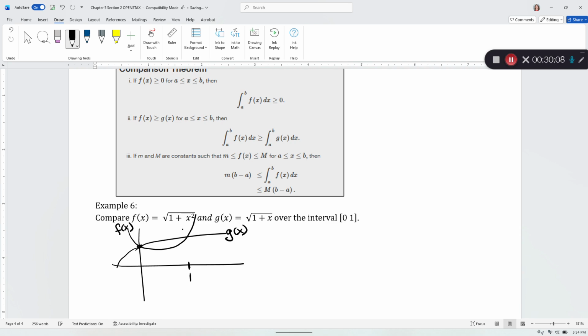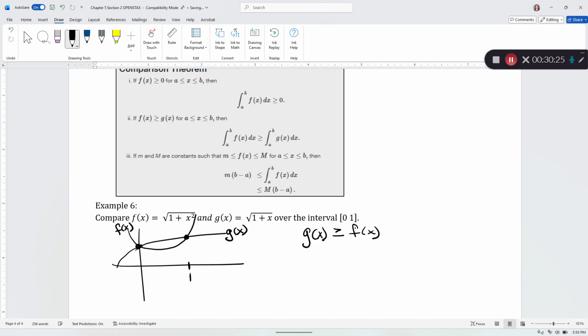Here's the interval 1. They have the same value. When you plug in a 1, you get square root of 2 for both of them. So they intersect here, they intersect here. Okay. It's clear that in this interval from 0 to 1, g of x is greater than or equal to f of x.